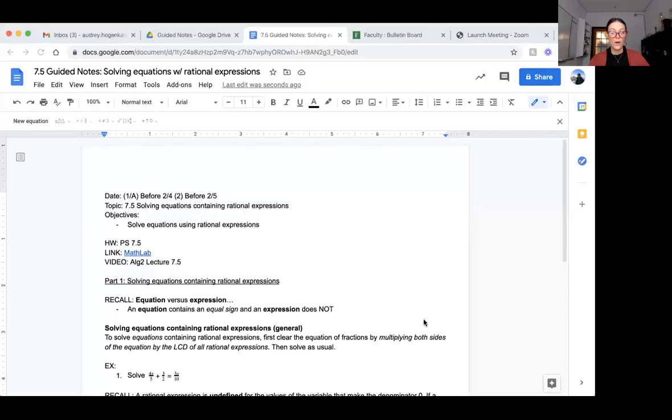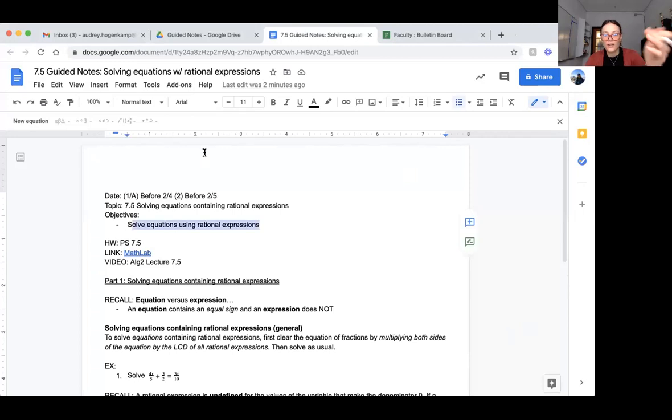So today we are doing 7.5, which is talking about solving equations containing rational expressions. So that being said, let's get into it. So part one, solving equations containing rational expressions. That's literally all we're doing in this lecture. Objective, title of the notes, we're solving equations containing rational expressions in case you didn't hear.